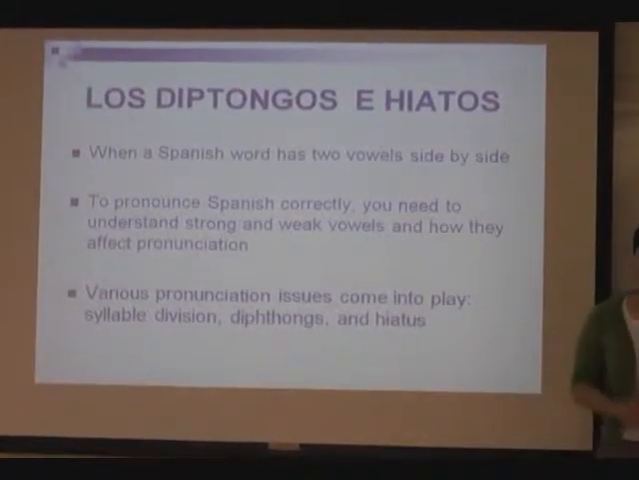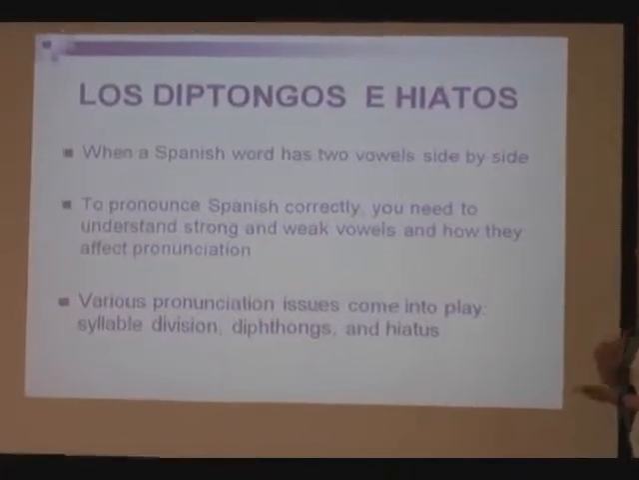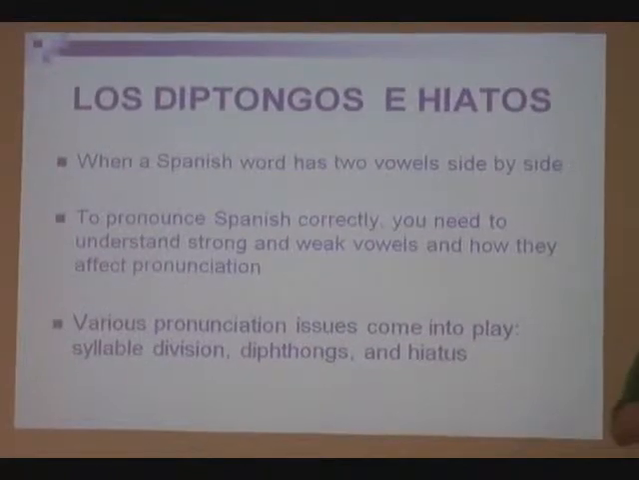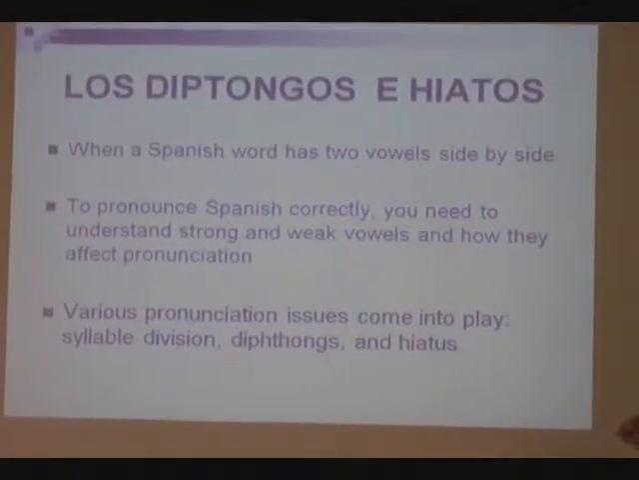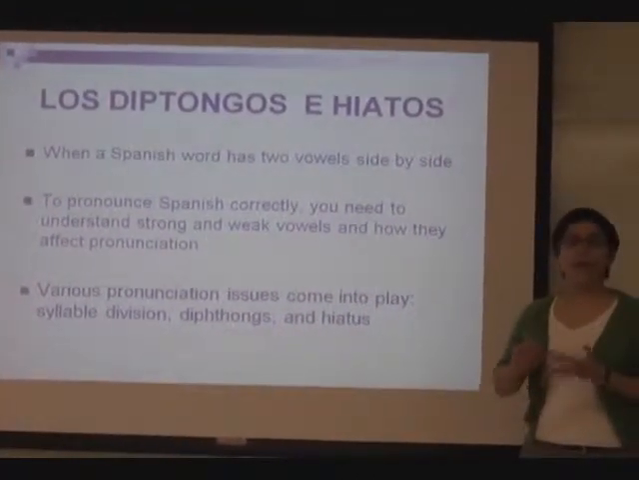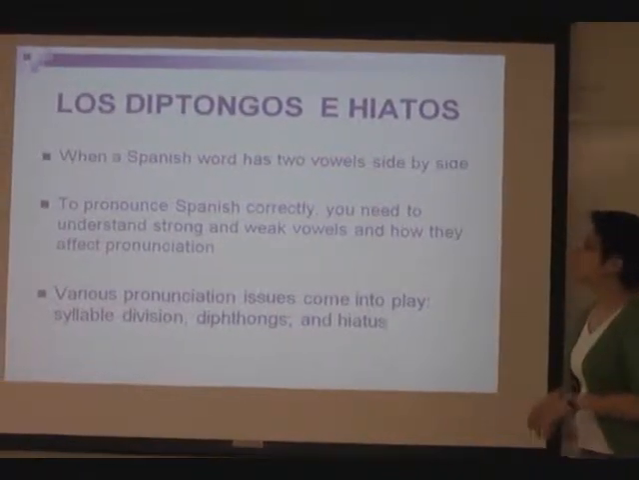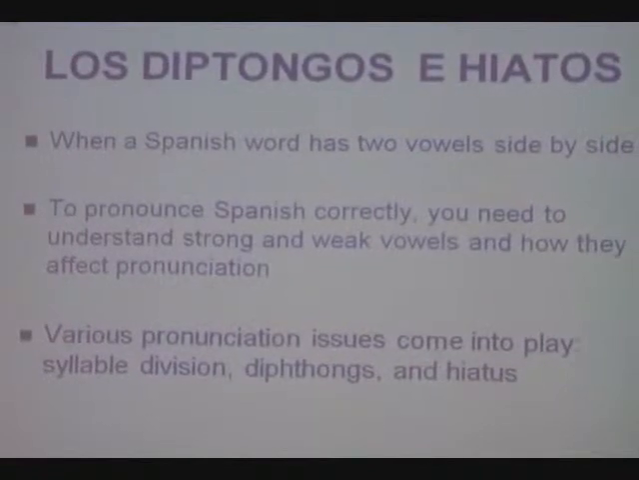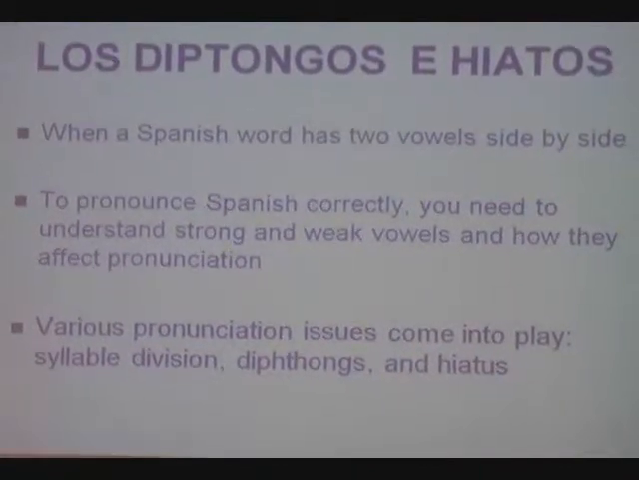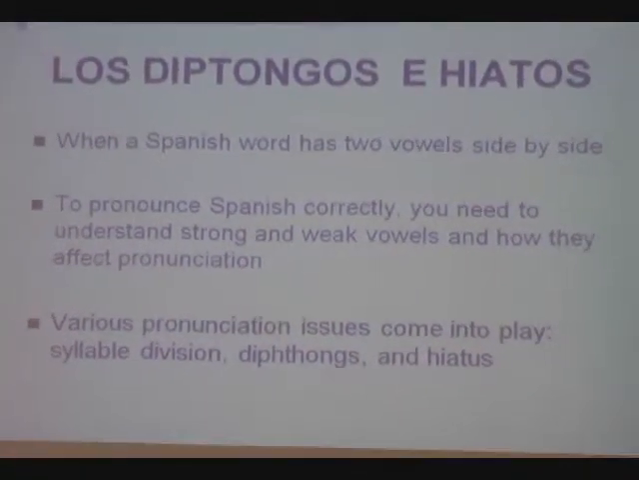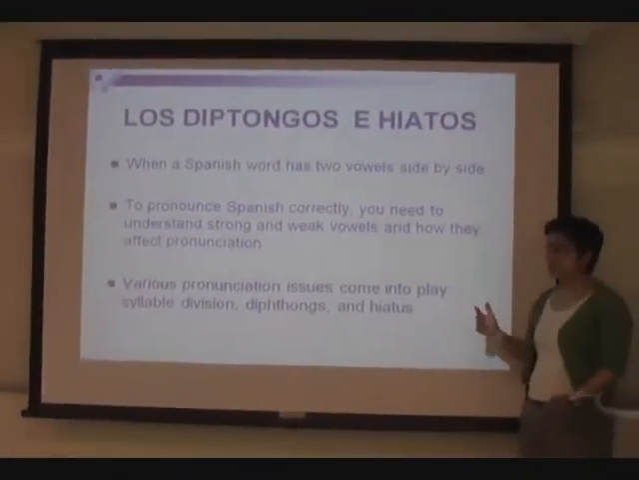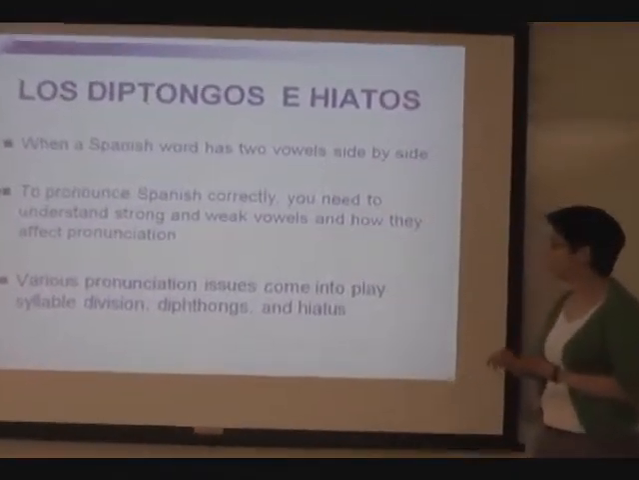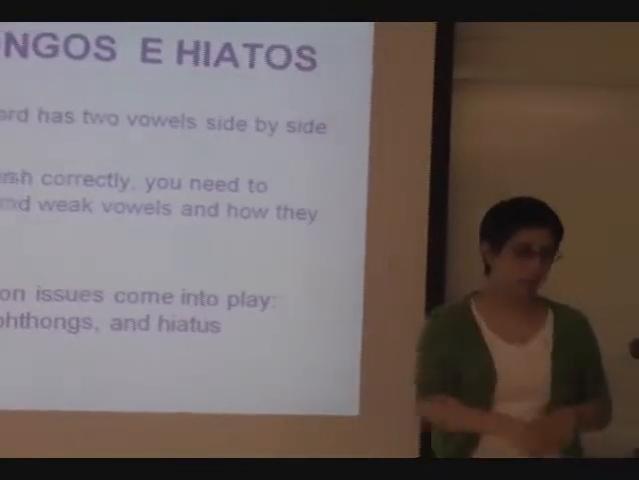Los diptongos e hiatos. When a Spanish word has two vowels side by side, it's called diptongo or hiato. To pronounce Spanish correctly, you need to understand strong and weak vowels and how they affect pronunciation. Various pronunciation issues come into play, which are the syllable division, the diptongos, and the hiatus.